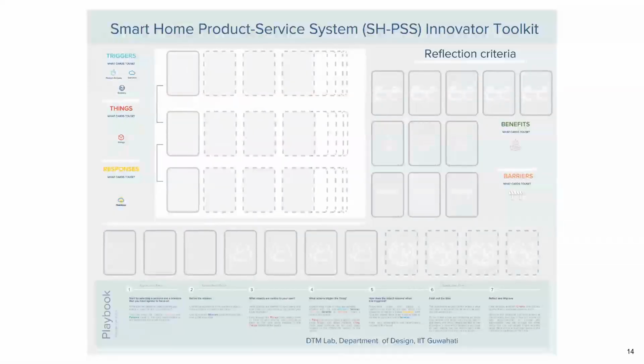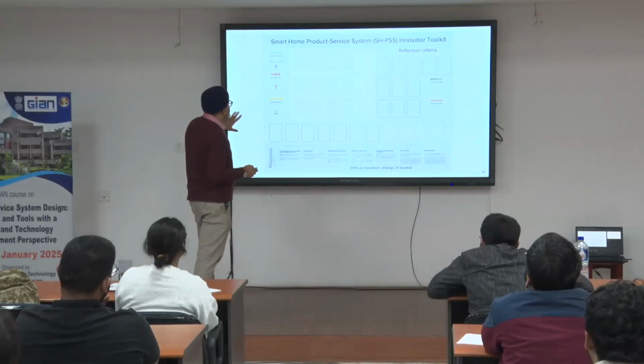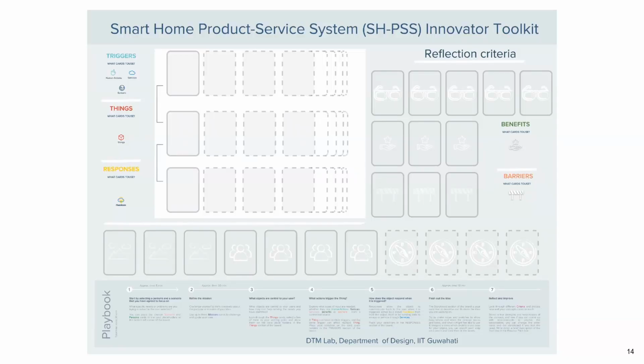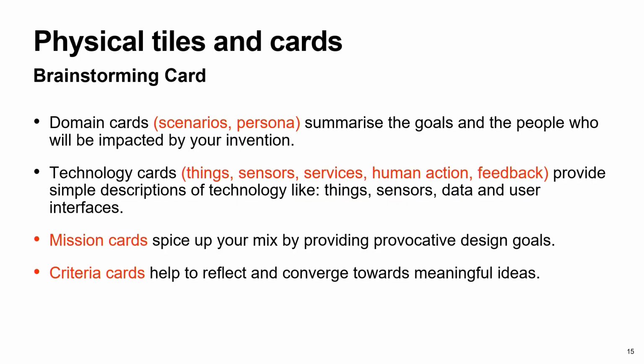The basic layout of the toolkit looks like this. You get a big sheet where you have different positions. I'll show you the entire protocol, how you play it, and you have different cards. The basic layout looks like this. You have triggers, you have things, you have responses. Here you put the cards, you have some reflection criteria, benefits and barriers, and you have some missions. Let me talk about the cards now.